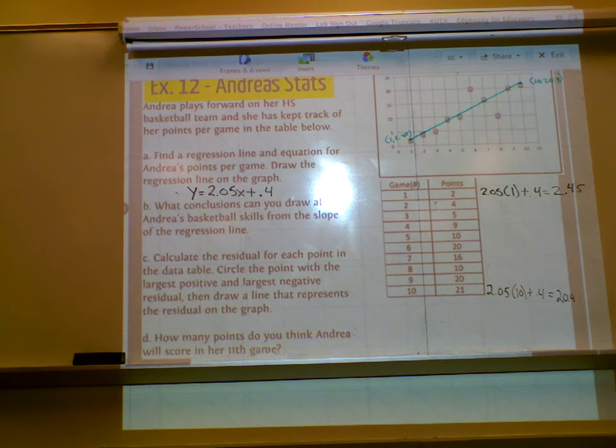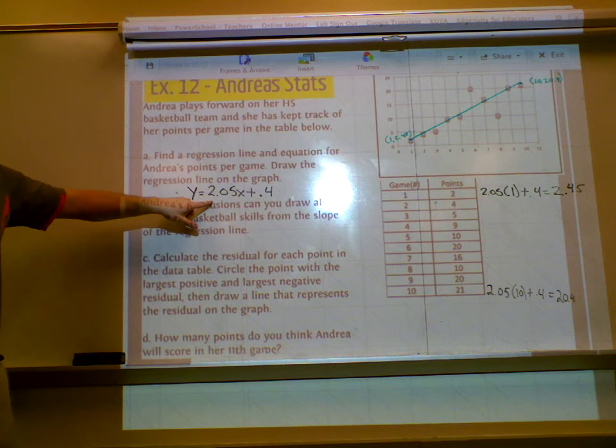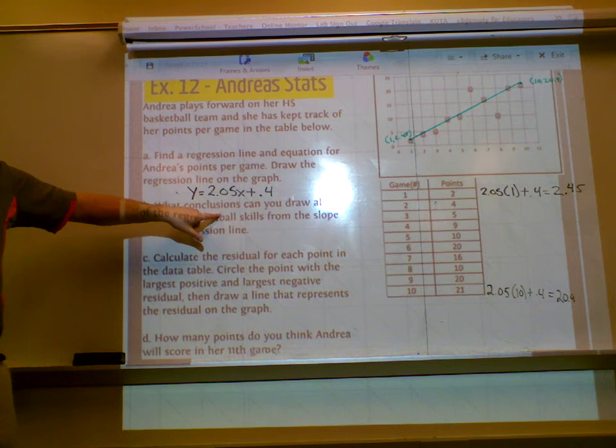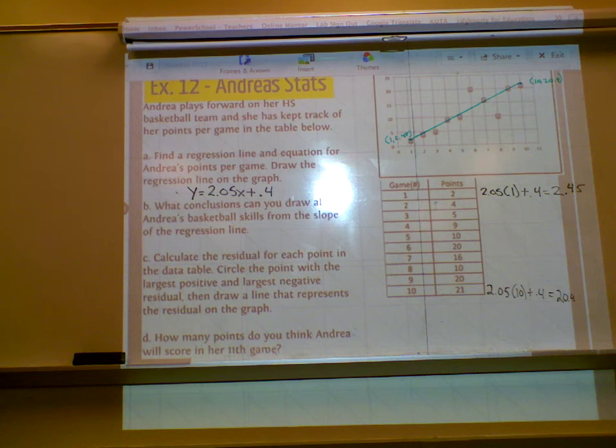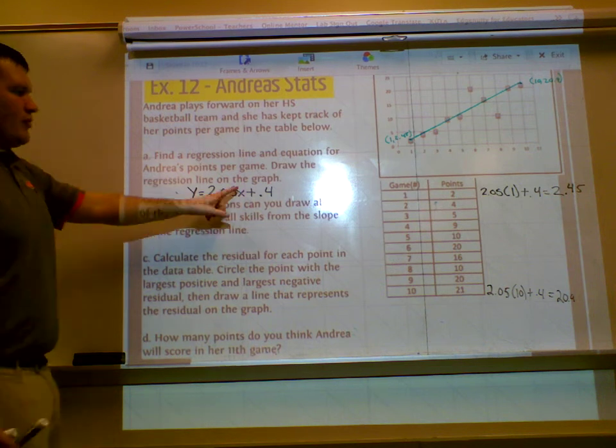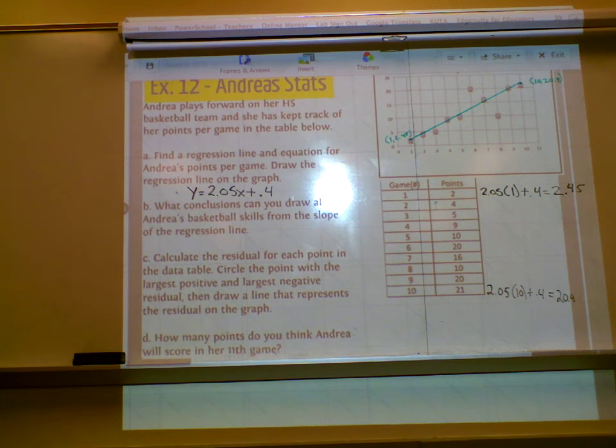How many more points per game does she score, according to her line? Like 2. She scores 2.05 points more each game. That's what the slope tells us. Does that make sense? Because as x increases by 1, y will increase by 2.05 because you're going to multiply.